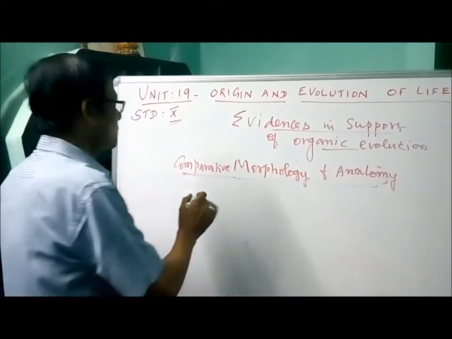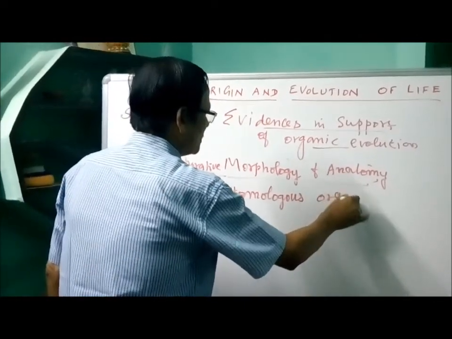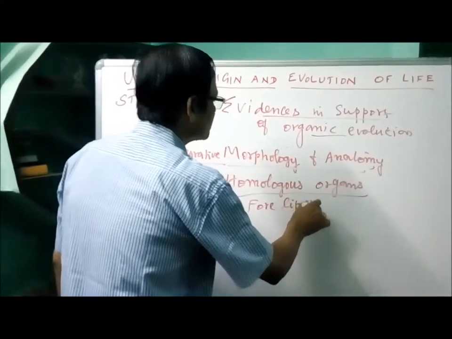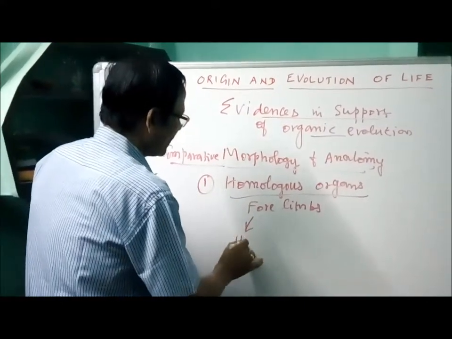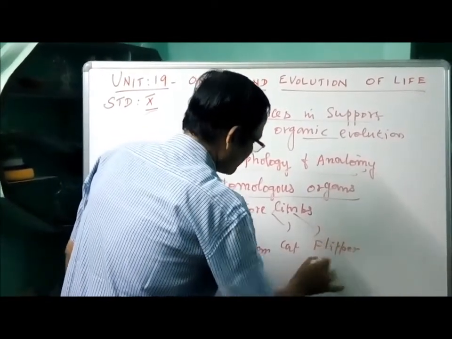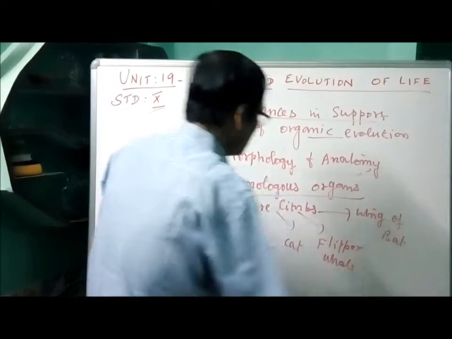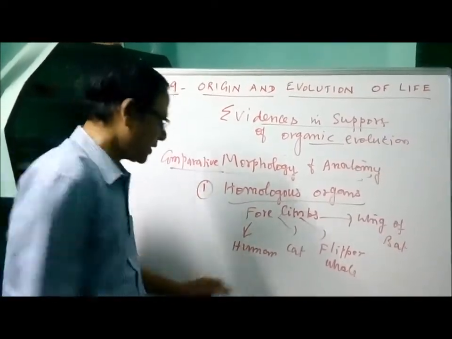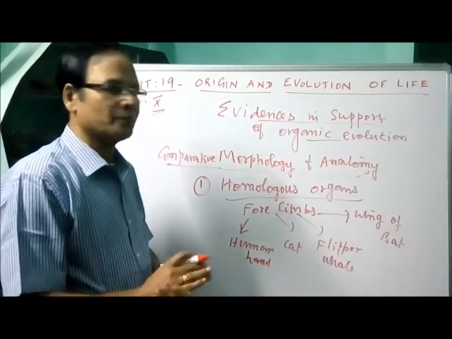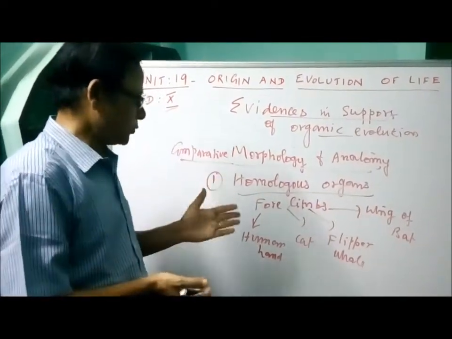Under this, number one, what are homologous organs? For example, if you take the four limbs of vertebrates, say the human hand, the cat forelegs, the flipper of a whale, or the wing of a bat. The pan-like structure used for swimming is called a flipper because the whale is an aquatic mammal. If you compare these, they show similarities in their origin.